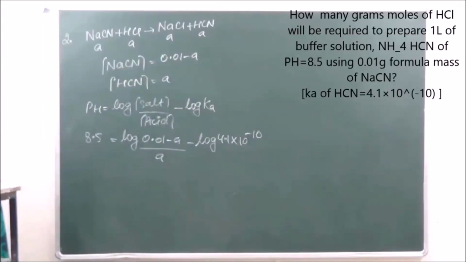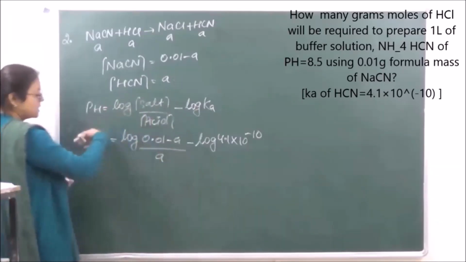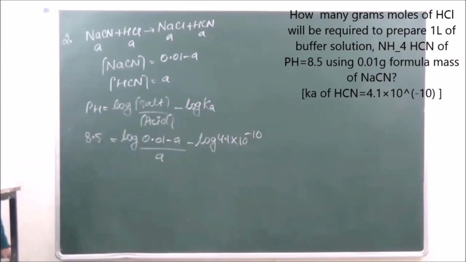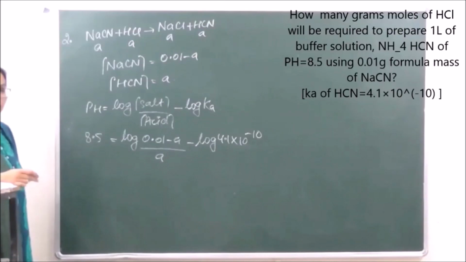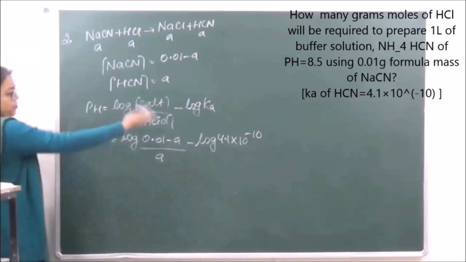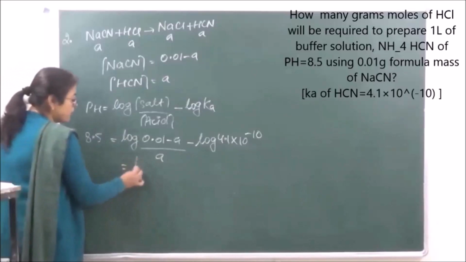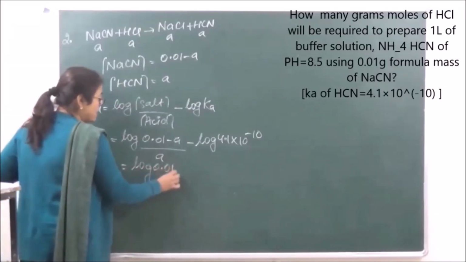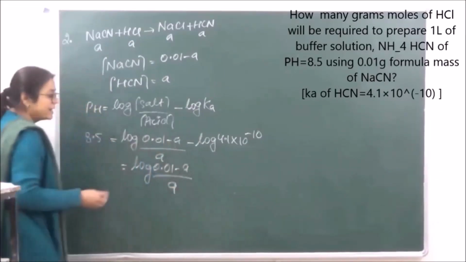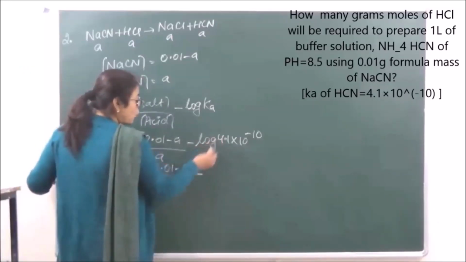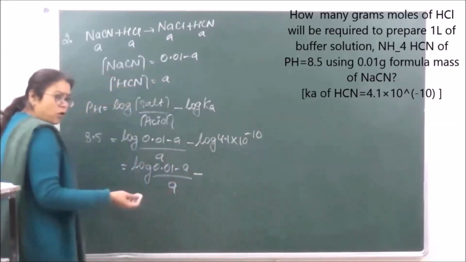Okay, so what are we going to get over here? Therefore, on this side we get the log of the value of 4.1 into 10 raised to power minus 1. Let's see what it is coming as: log of 4.1 can be taken as log of 4. You can solve it on that side only first. So here we get log of (0.01 minus A) upon A, that is equal to minus log of 4.1, let's take it as log of 4.